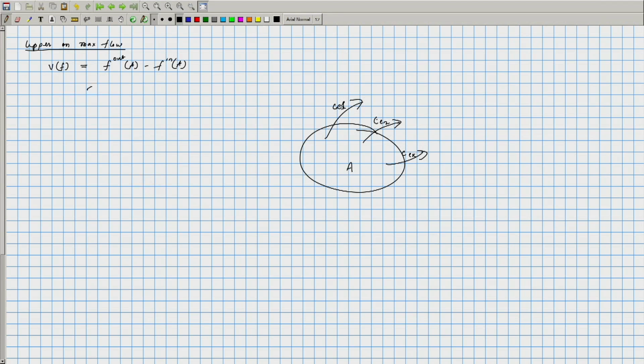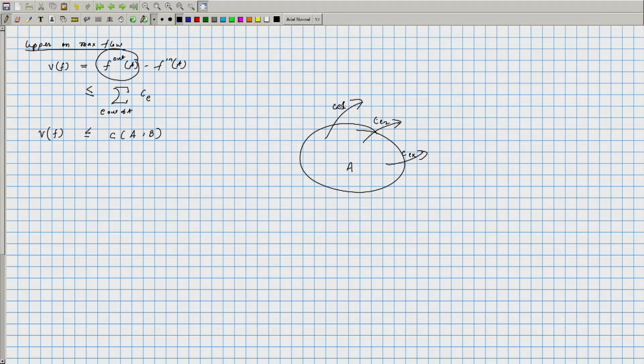So, F out is going to be less than the summation over E out of A of C E, minus some other quantity. We will just ignore that quantity because we are interested in only an upper bound, and this quantity is what we call the size of the cut. We call that C AB. So, if we call this value the cut size, what we have shown right now is that Vf is going to be less than or equal to the size of the cut.